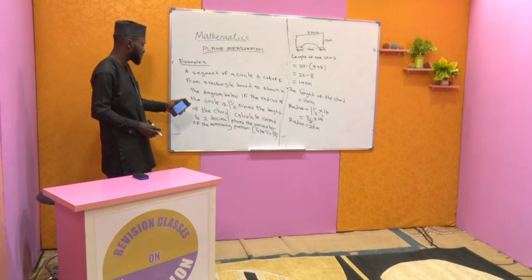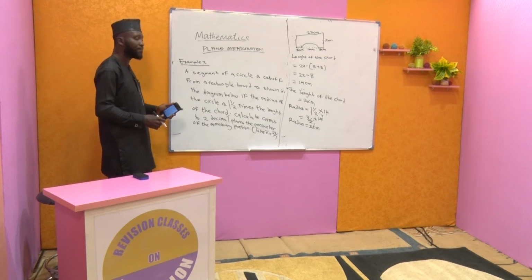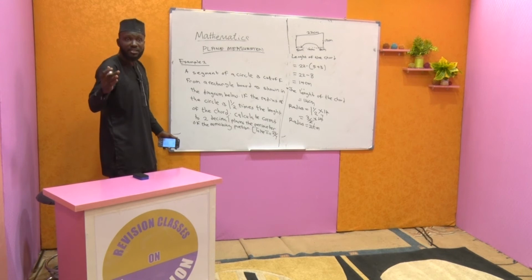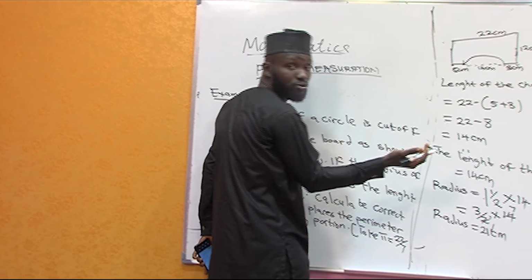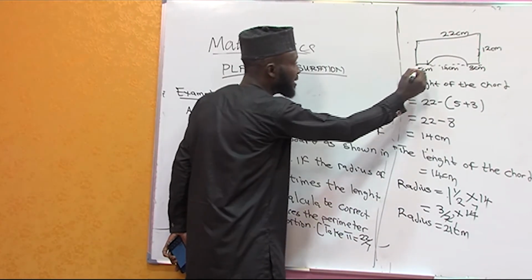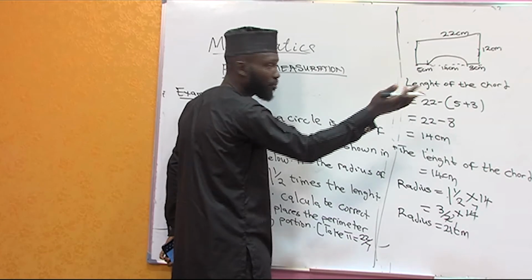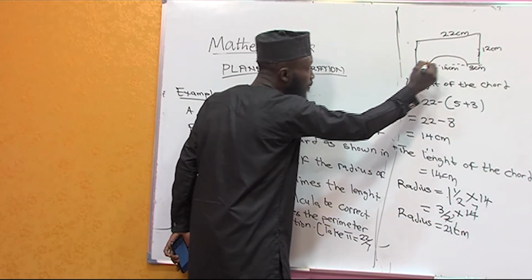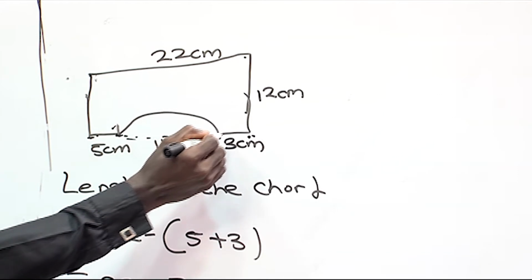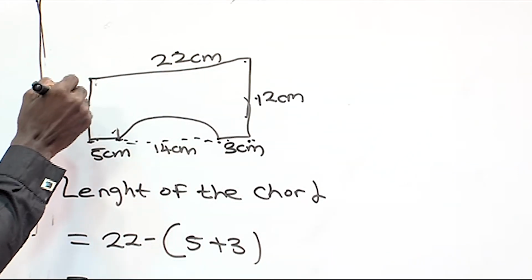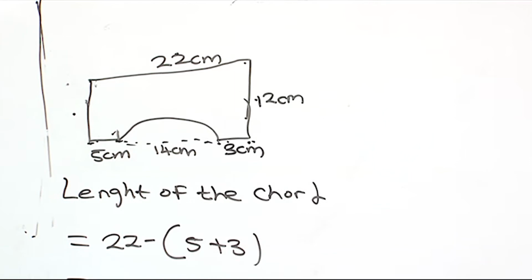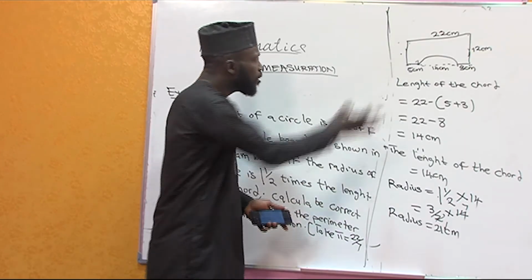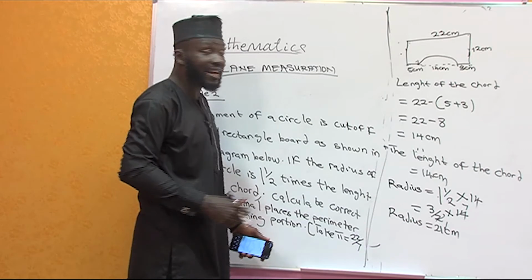Calculate to 2 decimal places the perimeter of the remaining portion. What they are asking us to look for is, I told you about what it means by the perimeter. Since they are talking about the remaining portion, it means the addition of this plus the length of this arc plus this one plus this and plus this. So we need to look for the length of this arc, so that by the time we are able to get the length of this arc, it will be easier for us to find the perimeter of this diagram given to us.